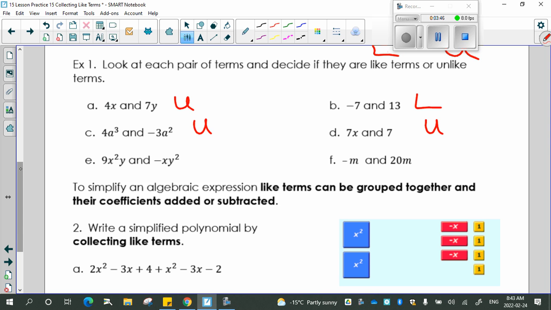9x squared y and negative xy squared. Look carefully. Unlike? Why are they unlike? That is true. Why? Because on this one, the exponent 2 is on the x, and on this one, the exponent 2 is on the y instead. So even though they've got the same letters and the same exponents, they're on different things. So it means they're unlike. Negative m and positive 20m? Like. Exactly the same variable part. This negative really means there's a negative 1 up front, negative 1m.